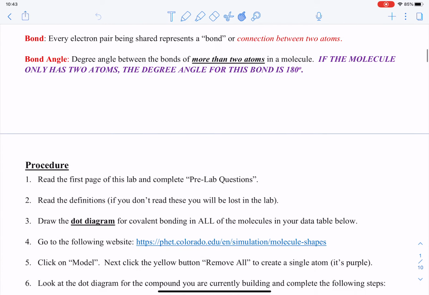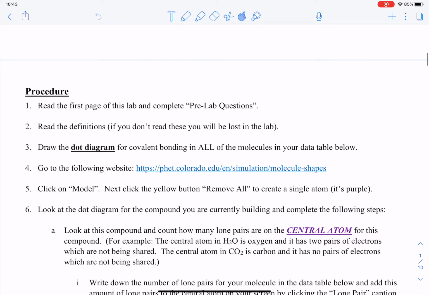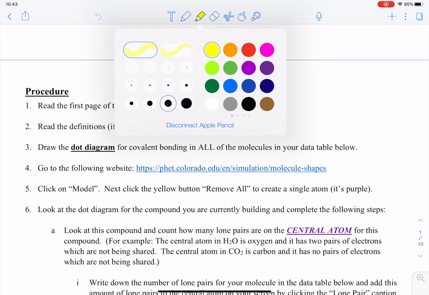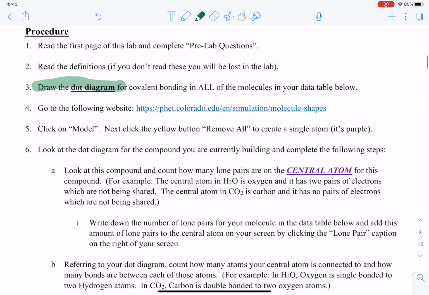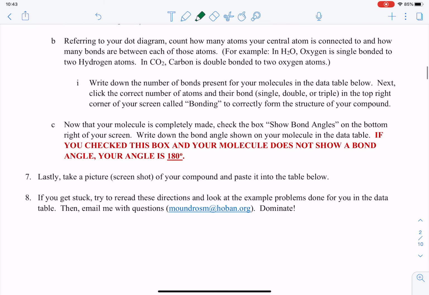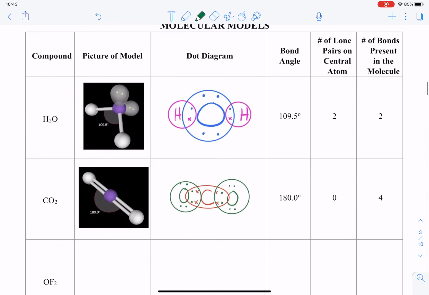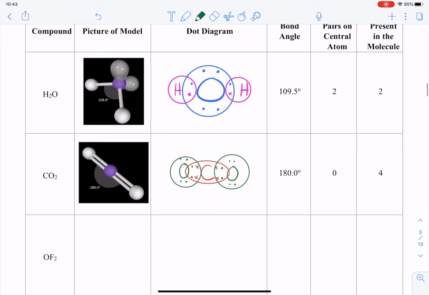For this, we're going to assume with the procedure that you read through the first page, answered the pre-lab questions, and read the definitions. Okay, so we are going to start by looking at number 3, where we draw the dot diagram for covalent bonding. So the assignment is all going to be completed at this table below. Now the first two are done for you. You can see water, H2O, on the first row, and then carbon dioxide on the second row.